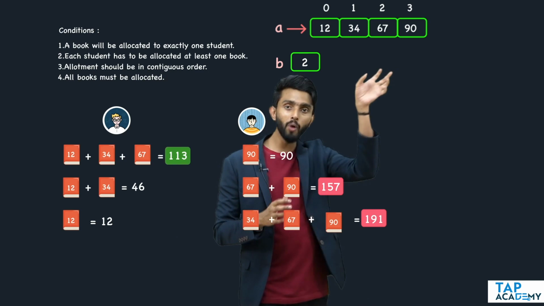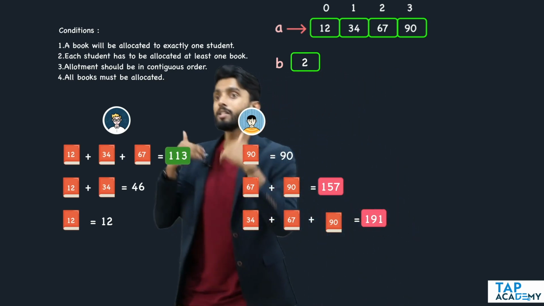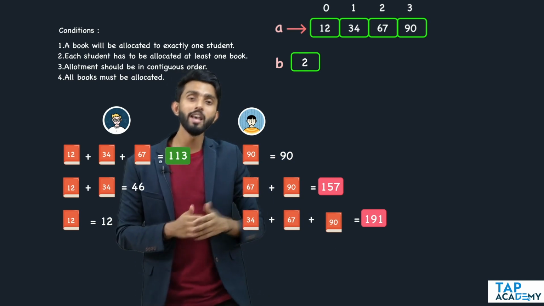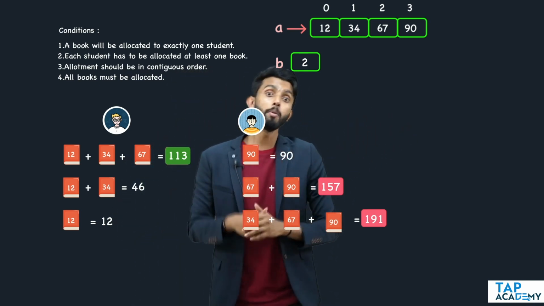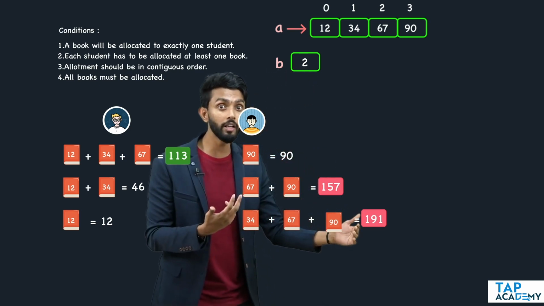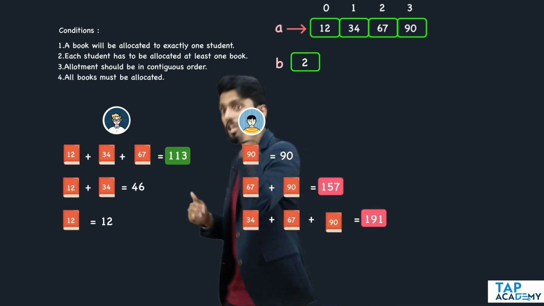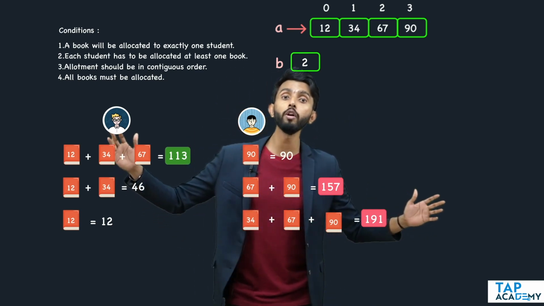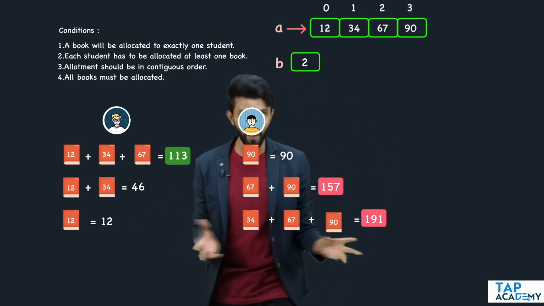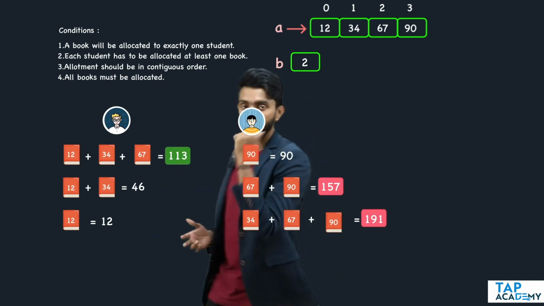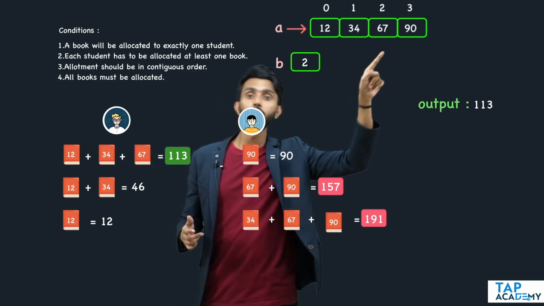So they want you to allocate books in such a way that the student who has the maximum number of pages has that as little as possible. Because maximum pages can be 191, maximum pages can be 157, maximum pages can be 113. They want you to minimize the maximum. And if you minimize the maximum, you can notice that 113 is what you will get if you sequentially allocate books using these conditions.